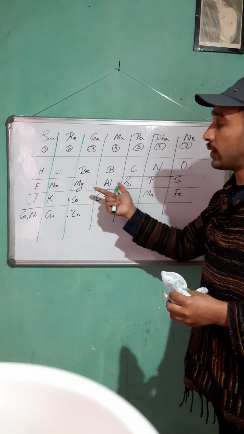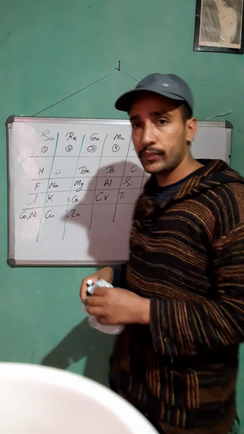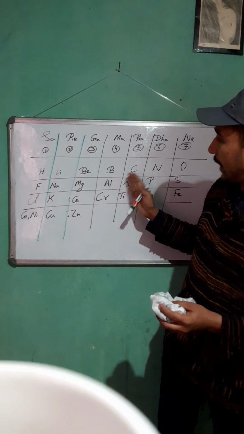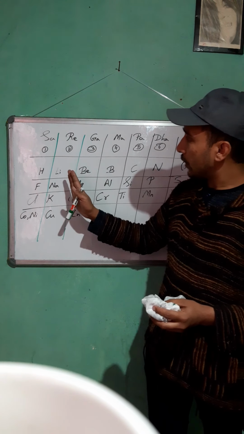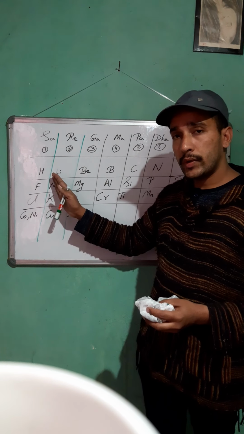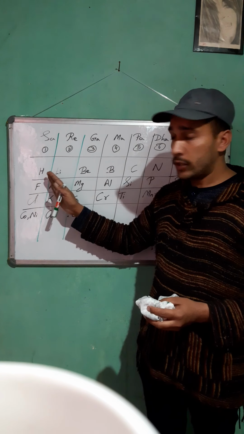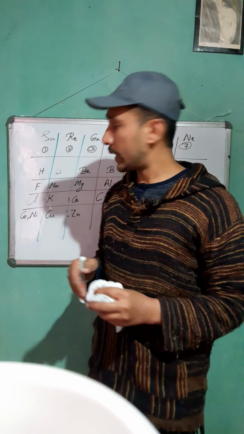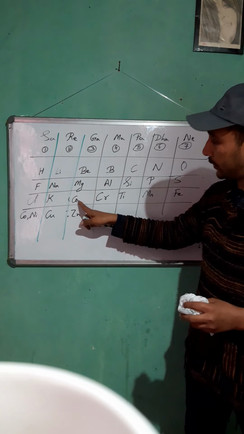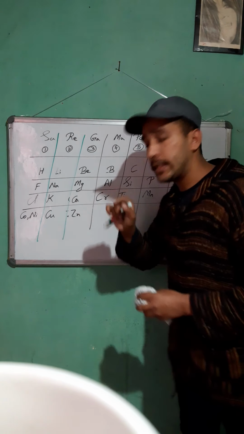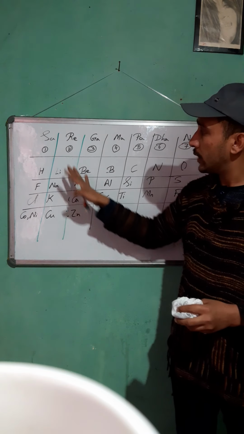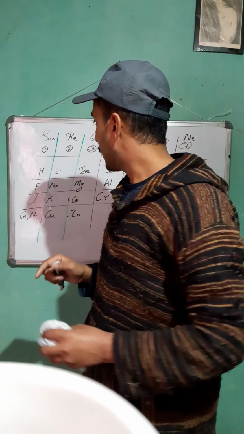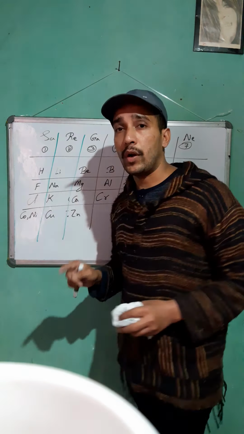Now the merits of Newland's law. What were the good things in Newland's law? Okay, first of all, the first good thing is that this law was applicable. This law worked quite well for lighter elements. Till calcium, till atomic number 20, the law was very much applicable. So that was the first merit of Newland's law.